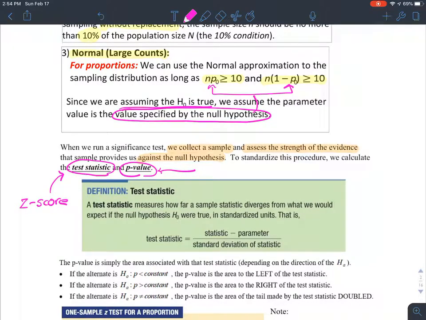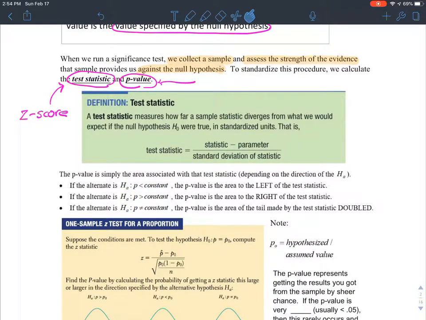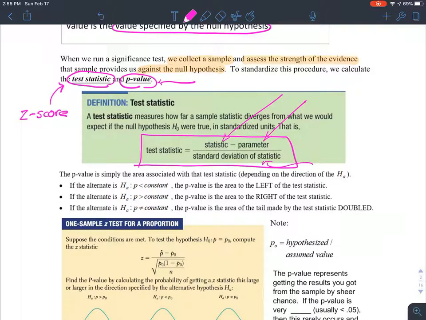If you recall, the p-value in section 9.1 represented the probability of getting a sample proportion as extreme or more extreme than the one that we got. When we compare that p-value against the alpha significance level, if the p-value is less than the alpha level, that's when we reject the null hypothesis. So to get this test statistic, this should look familiar. This is a very generic form of how we get our z-scores: we take our statistic minus the parameter, and then divide by the standard deviation.